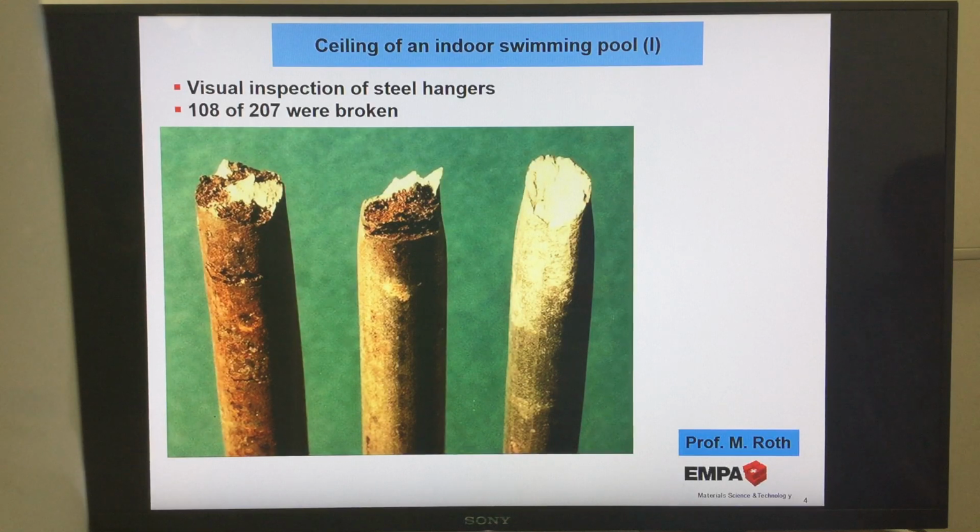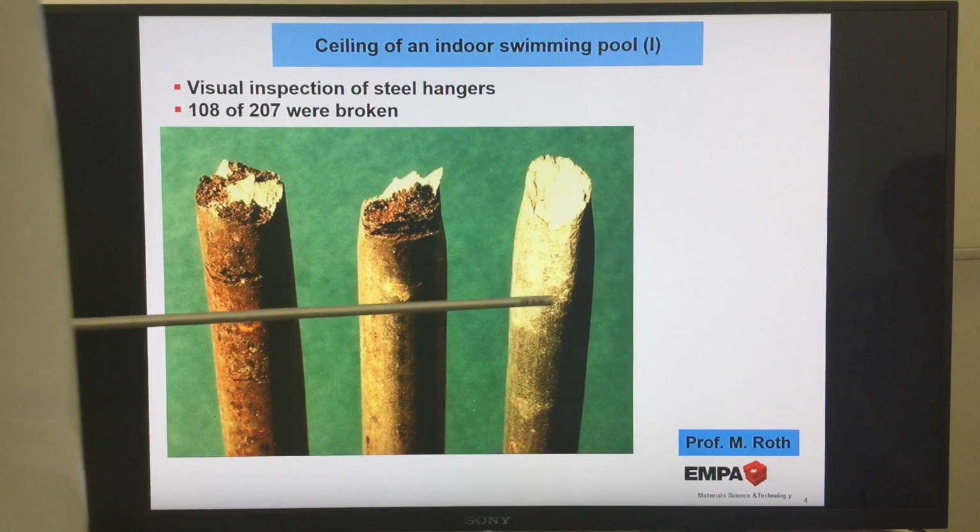heavily corroded here in this area, also here in that area. And there were some, I can tell you, located at the corner of the pool area on the top. They showed this kind of appearance, this kind of behavior. When you see this kind of steel hanger, it looks a little bit like when you make a tension test in the laboratory with a specimen.